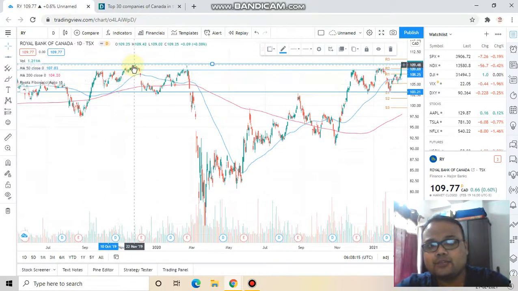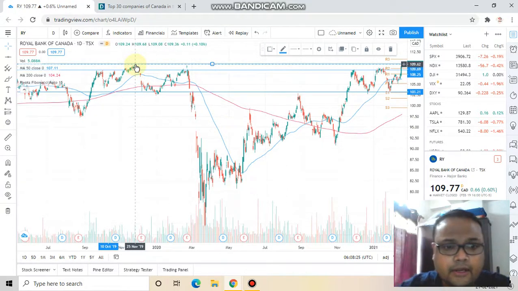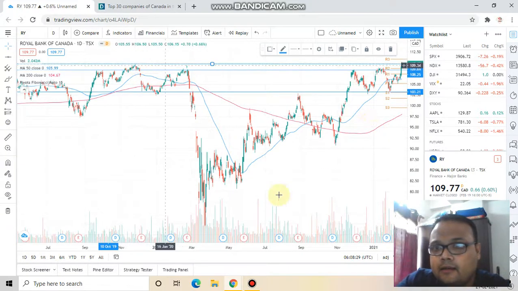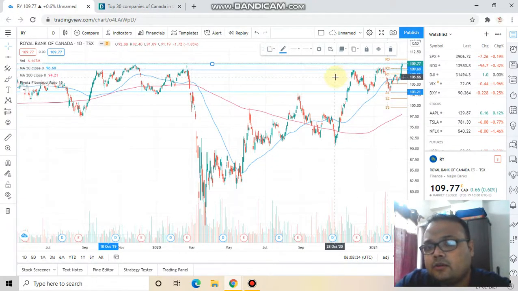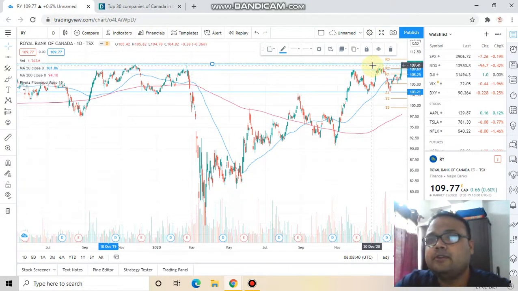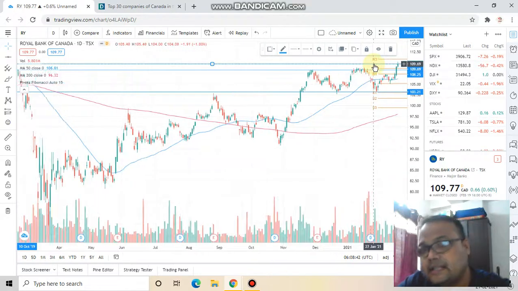This was the highest point, and we are in a daily time frame. The market reached the highest point on 25th November 2019, and right now the market is standing at the same point. So this particular price level is very crucial for Royal Bank of Canada. If it successfully breaches this level, then we can say yes, the market is bullish.